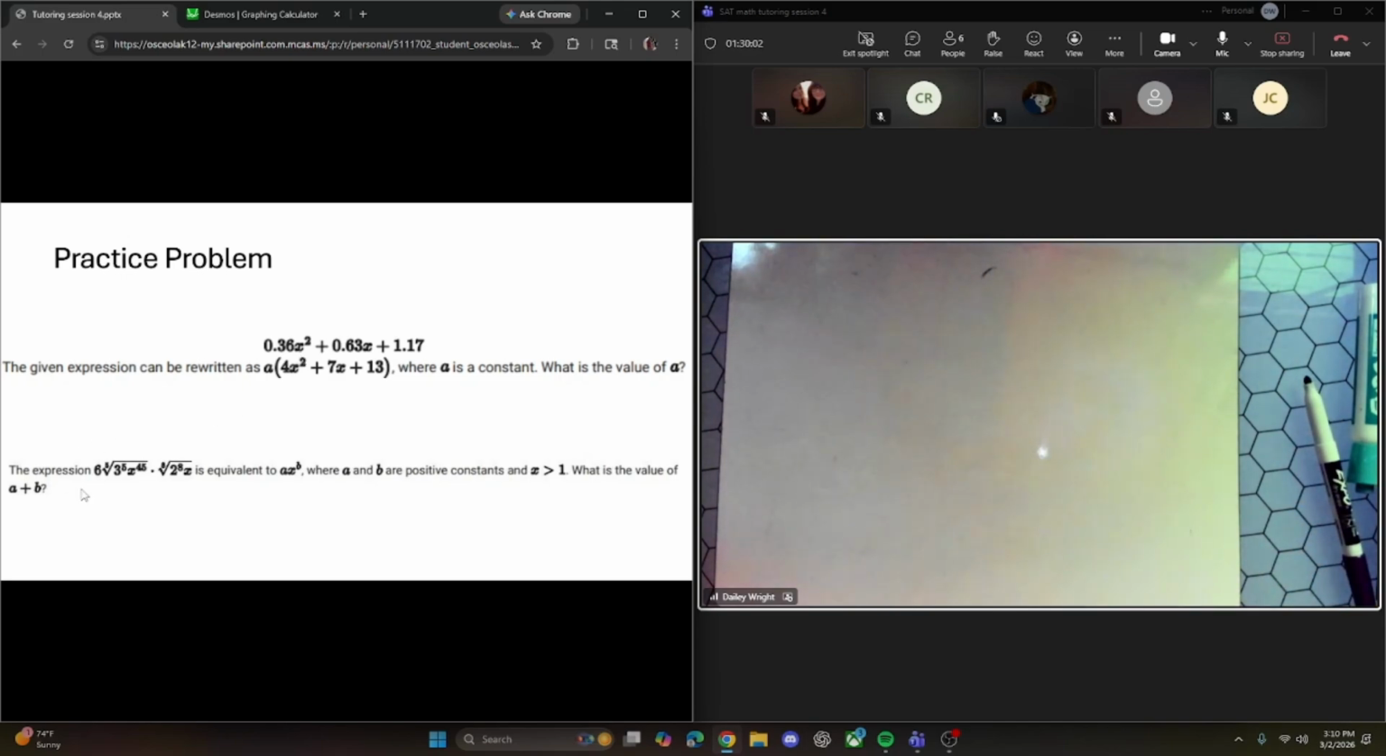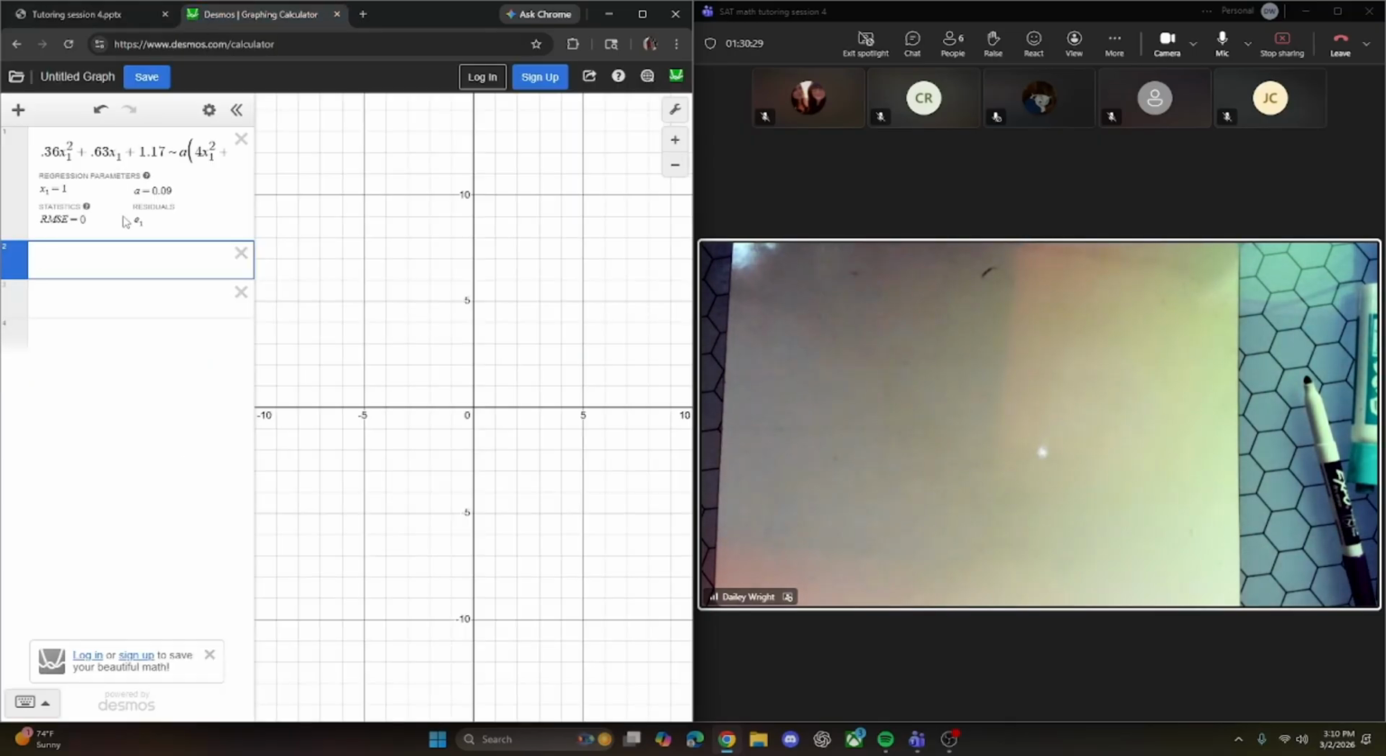Now we'll move on to here. The expression 6 times 3 to the 5th times x to the 45th, to the 5th root, times 2 to the 8th x, all to the 3rd root, is equivalent to ax to the b, where a and b are positive constants and x is greater than 1. What is the value of a plus b? So we're going to type this all into Desmos.